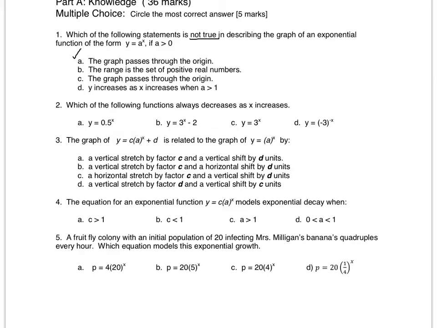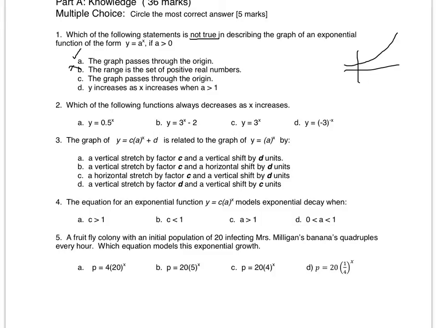The range is the set of positive real numbers, which is incorrect, because if you remember, if you plot this graph, you're going to get something like this, and the line y equal to 0, which is the x-axis, is going to be the horizontal asymptote. So the negative values for y are not defined, so this option is not correct.